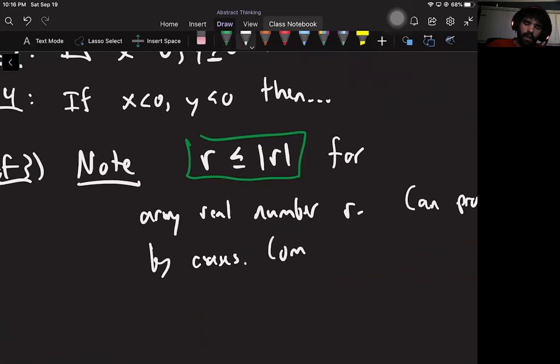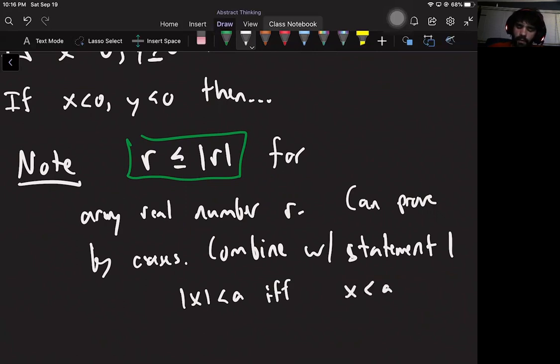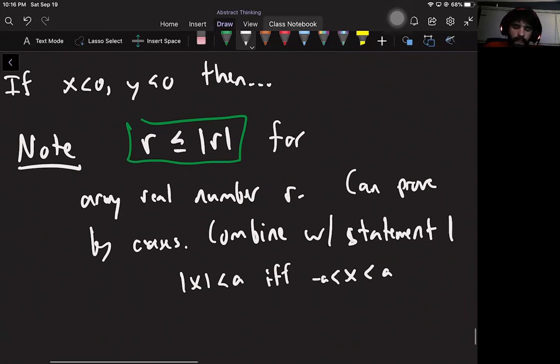So this is really just scratch work so far. I really shouldn't have written it in the proof section, but it's okay. So combined with statement 1, which was that when the absolute value is less than a number, you can trap it between that number and its negative.